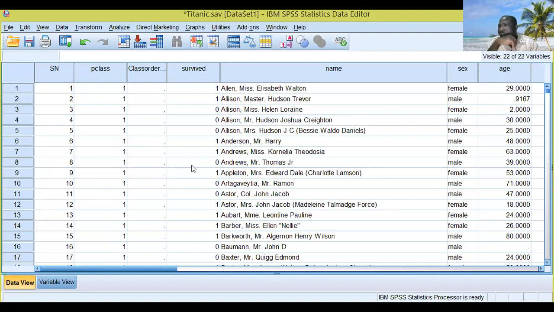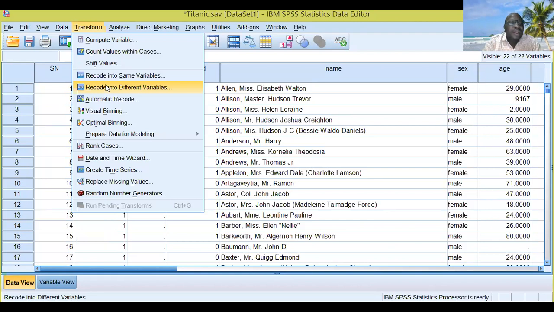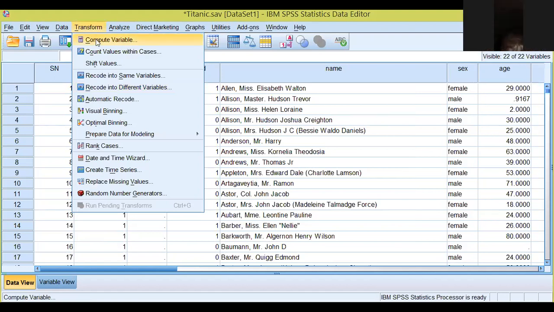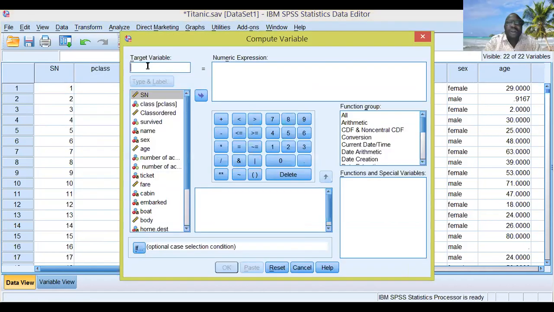Instead of wasting our time, just go to transform. Go to transform, compute, and click on compute variable. This is the compute. For your target variable, type class reversed, no gap.